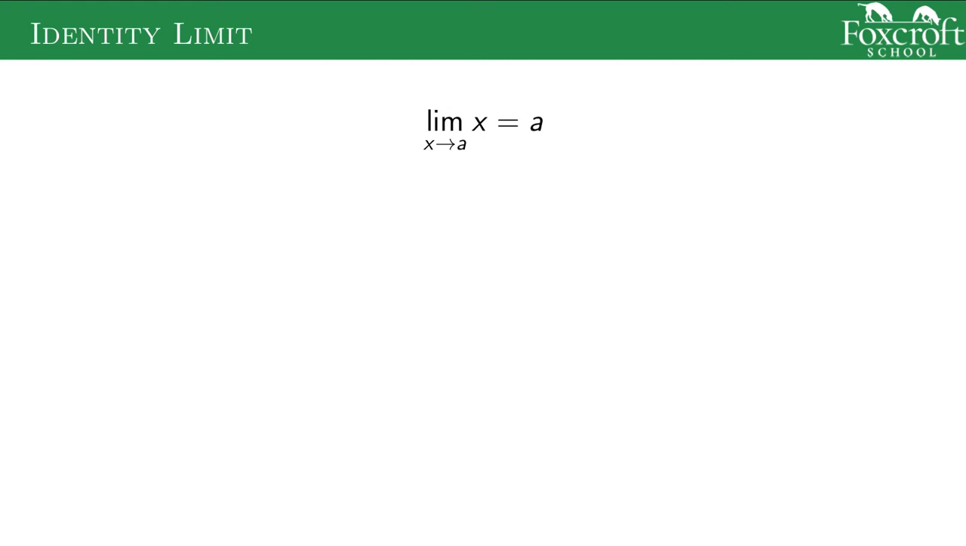The first one being, if our f of x function is just the identity function x, then as my x value gets close to a, my outputs get close to a. That makes sense because anything I put in, I just get back out. So this is the first thing. If you just have a single x in your limit, whatever value you're getting close to is also the value you're going to get out.